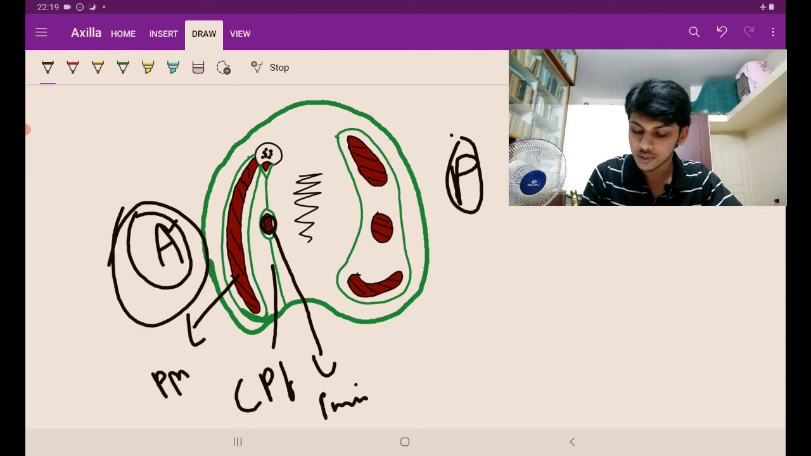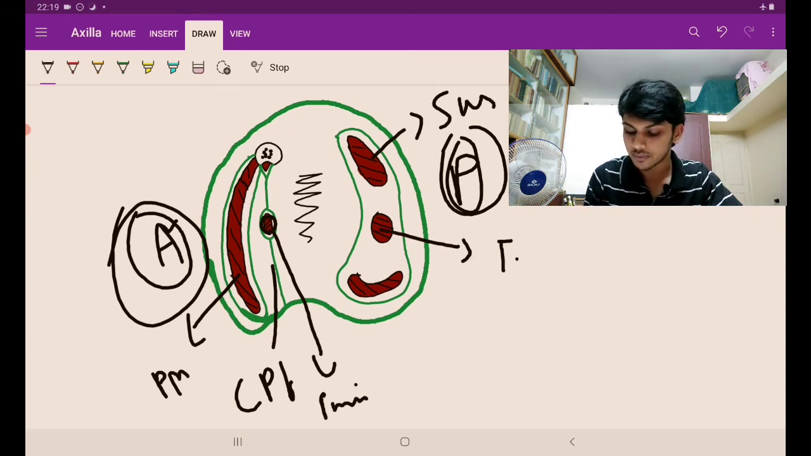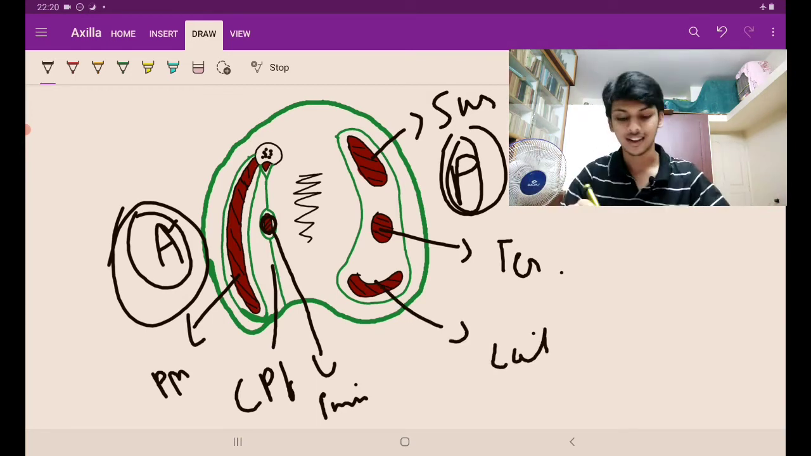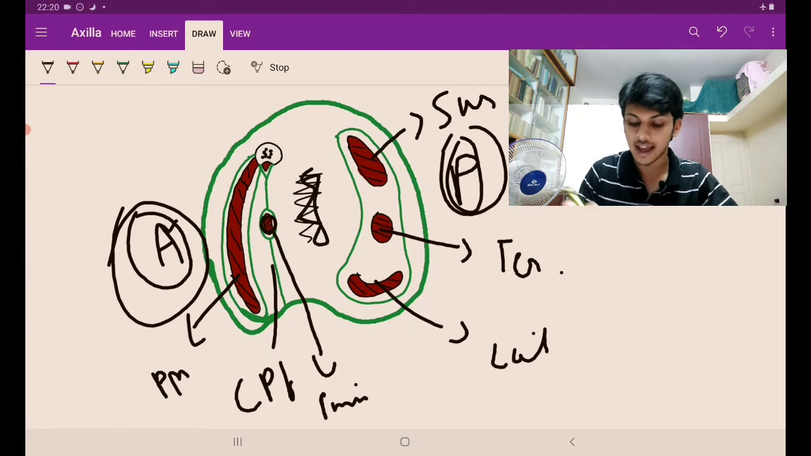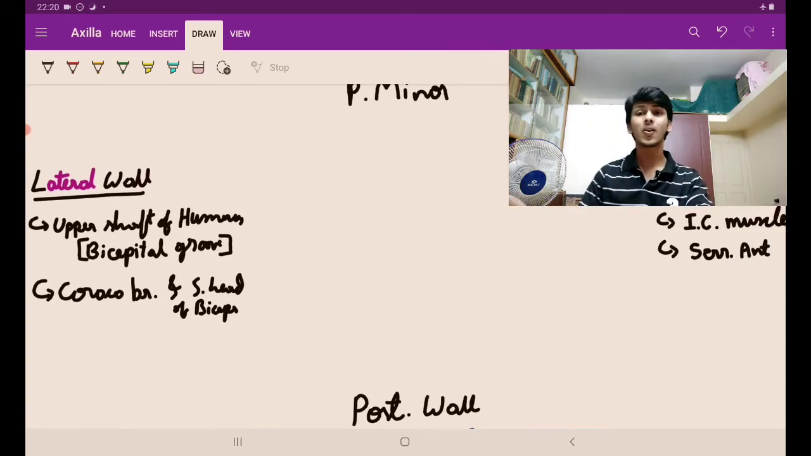Then what do we have in the posterior wall? This is the subscapularis. Then this is the teres major. This is the latissimus dorsi. They form the posterior wall. And what is this region? This is the axilla. Okay, now let's go to the lateral wall of axilla. Lateral wall of axilla, what is there?